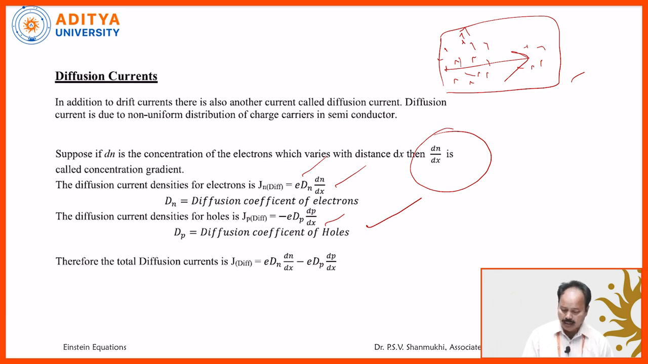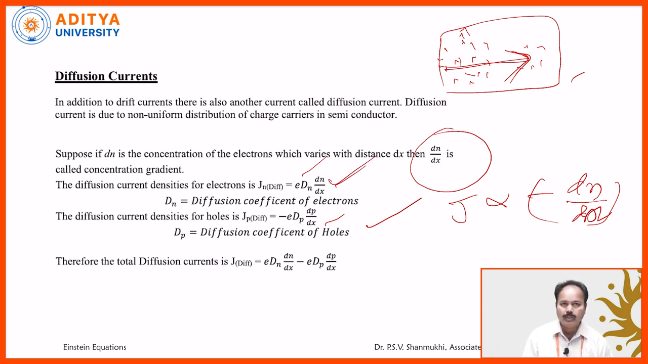Why? Because generally the diffusion is from higher density to lower density. So the equation you have to write is J proportional to minus dn/dx. In case of electrons, the charge is minus e, that's why finally we are getting plus e. In case of holes, the charge is plus e, that's why we finally get Jp diffusion equal to minus e dp/dx. That's why there is a negative sign difference.